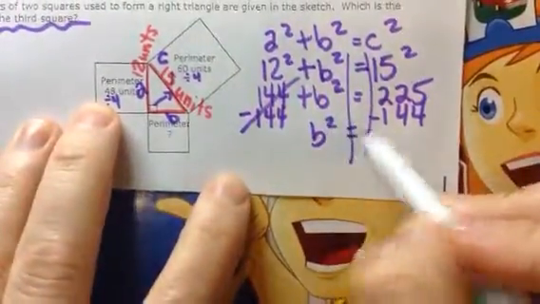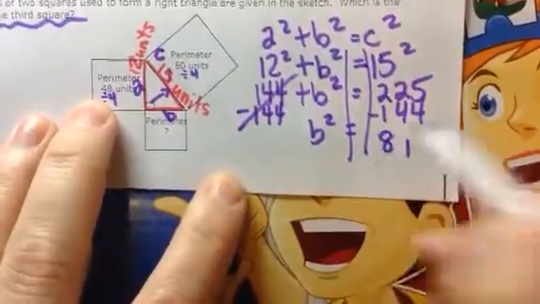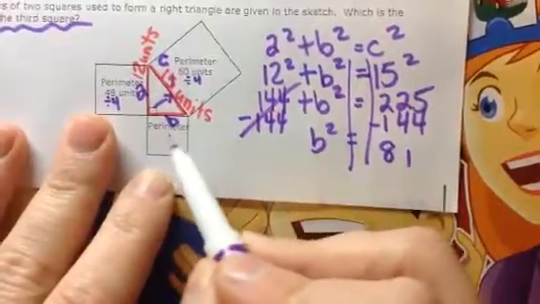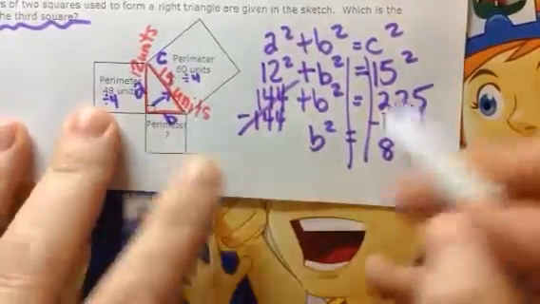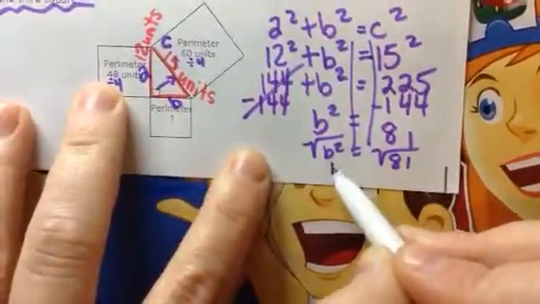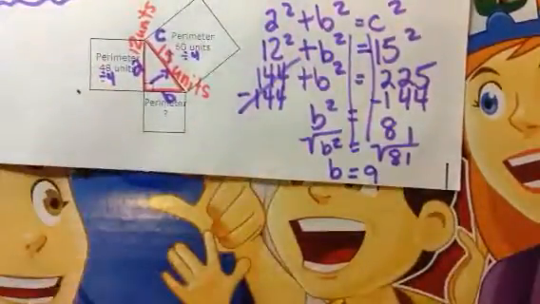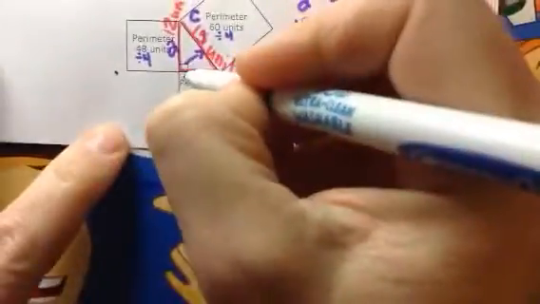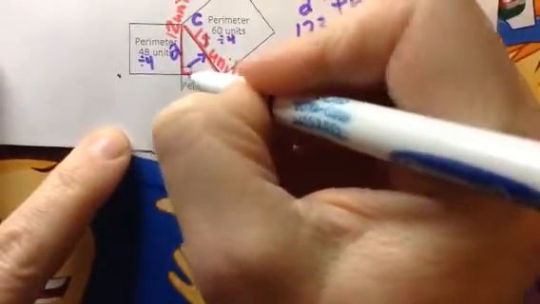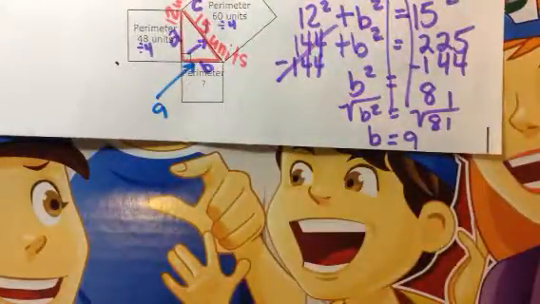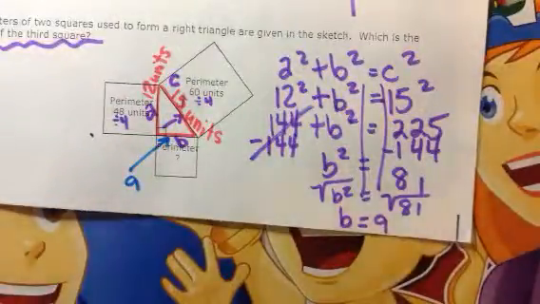So b squared equals 81. I need the side length, okay? The area of this square down here is 81, but I need the side length so I can get its perimeter. So I'm going to take the square root of both sides. So b is 9. Okay, so somehow I'm going to write that on this tiny, tiny sketch. Okay, I'm going to put it right there. Okay, we've done a lot already on this problem, but it's not done.